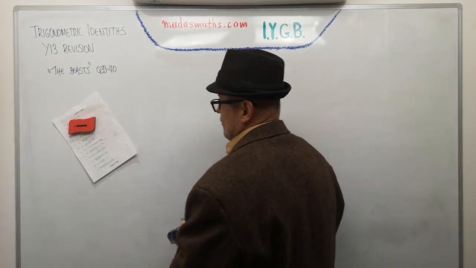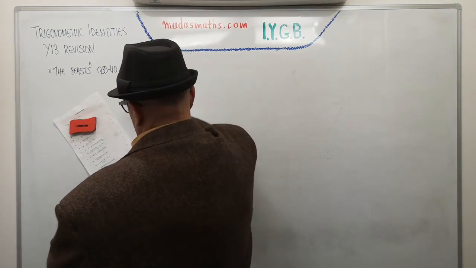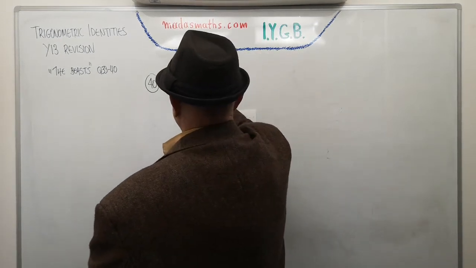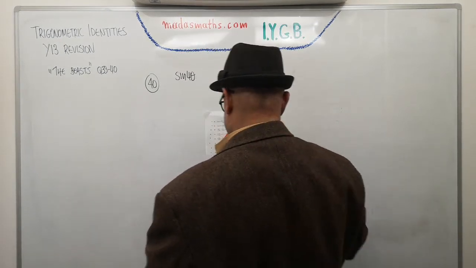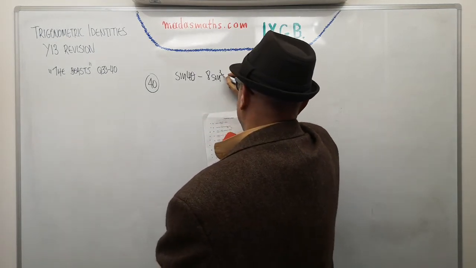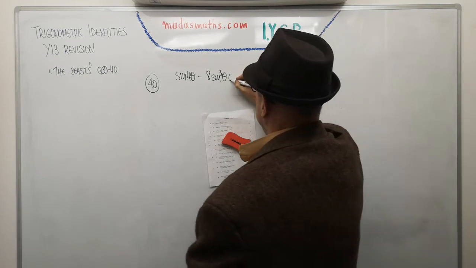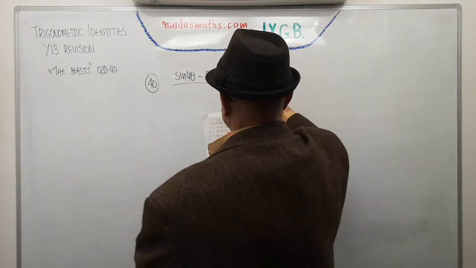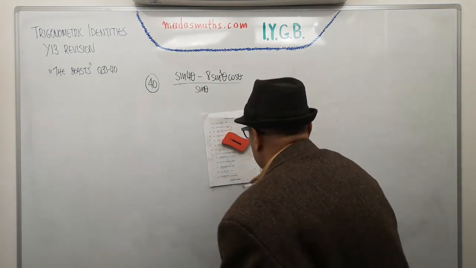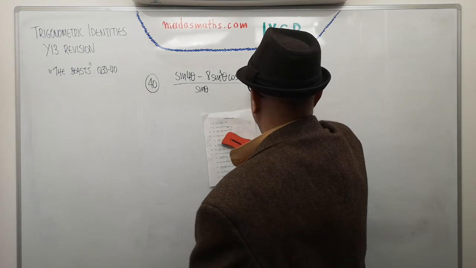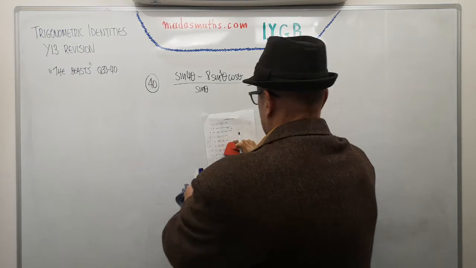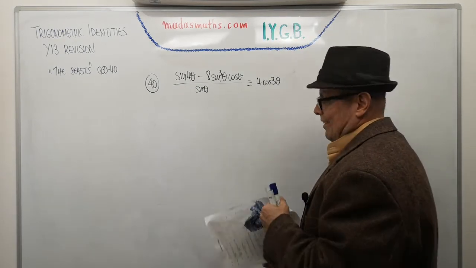And number 40, please don't be too hard. Oh God. Sine of 4 theta minus 8 lots of sine cubed of theta multiplied by a cos of theta, divided by the sine of theta, apparently is 4 cos of 3 theta. This is fairly nasty.